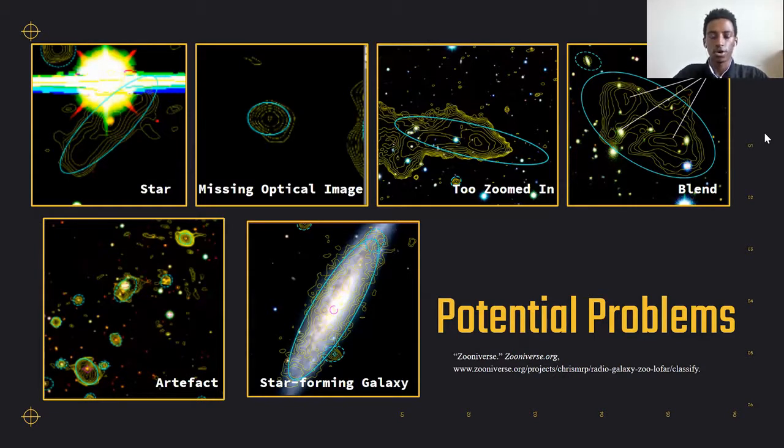Artifacts are caused whenever the computer program, which is responsible for transforming the raw data collected by the LOFAR telescope into the yellow contour lines that we see in the image, fails to properly correct for the corruption of the radio signals by the Earth's atmosphere. And a blend is caused when the source finder algorithm incorrectly associates two or more sources within a single ellipse.